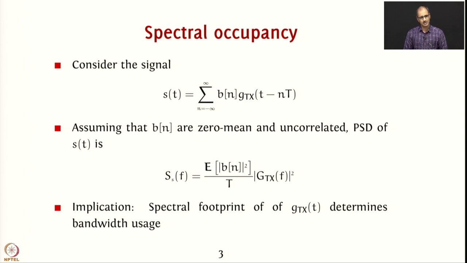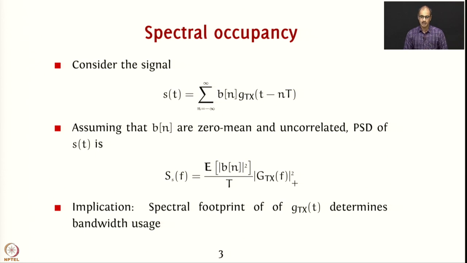Now, when it comes to exploring how much spectrum this particular signaling approach uses, we will assume initially that b_n is a zero mean and uncorrelated sequence. That is, b_n is a random process which has zero mean and is uncorrelated. In other words, the expectation of b_n b_(n-k) will be delta_k, as you have seen earlier, possibly with some scaling. In such a situation, the power spectral density of s(t) is given by the expectation of b_n squared upon T, times mod G_TX(f) squared. Here G_TX(f) is the Fourier transform of g(t).